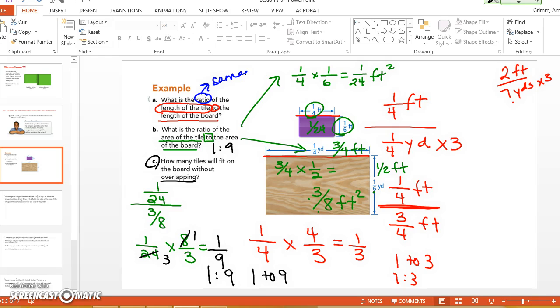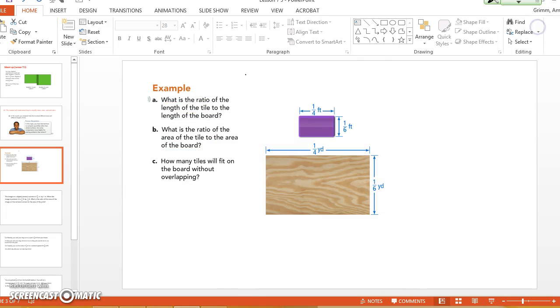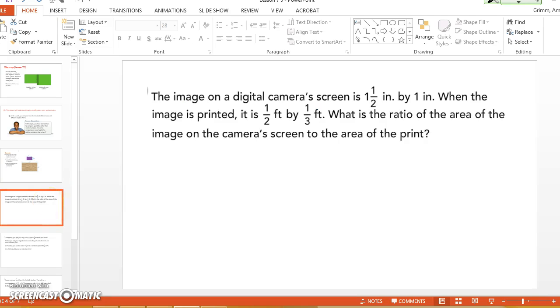Okay? Anybody else? Okay, let's try one that's similar but less complicated. So if you feel like you didn't get that one, see if you get this one. Start fresh. The image on a digital camera screen is 1.5 inch by 1 inch. When the image is printed, it is 1 foot by 1/3 foot. What is the ratio of the area of the image on the camera screen to the area of the print?